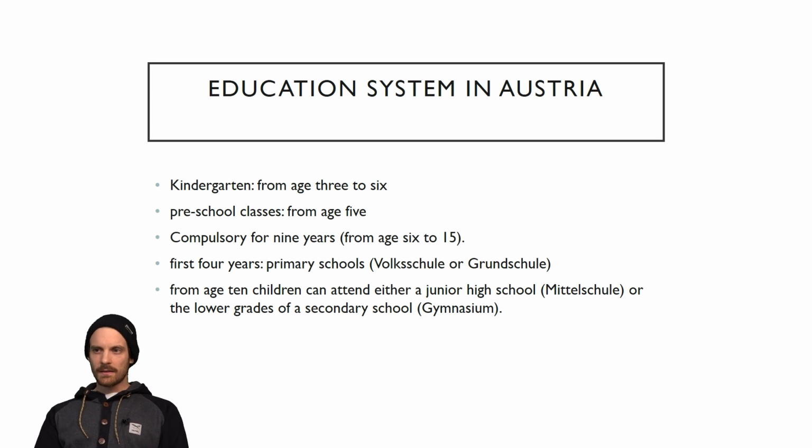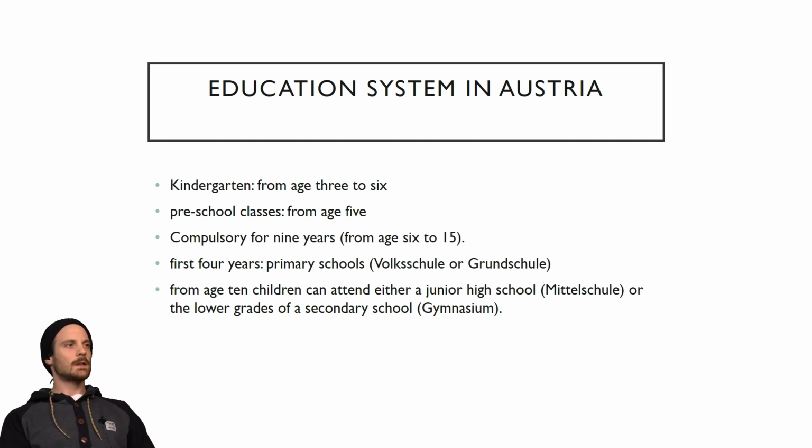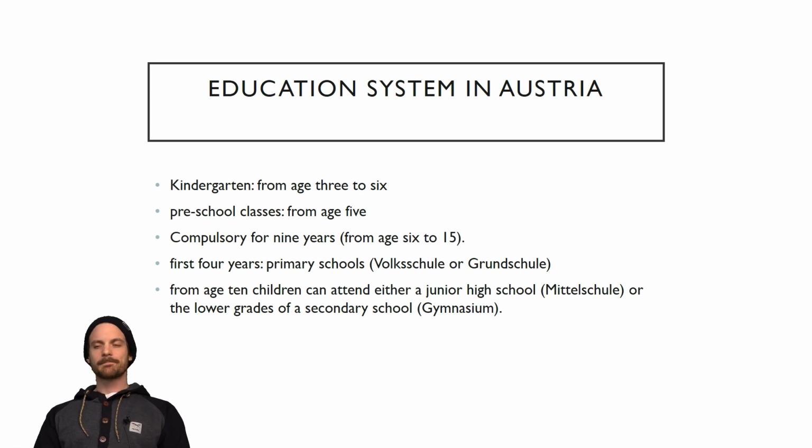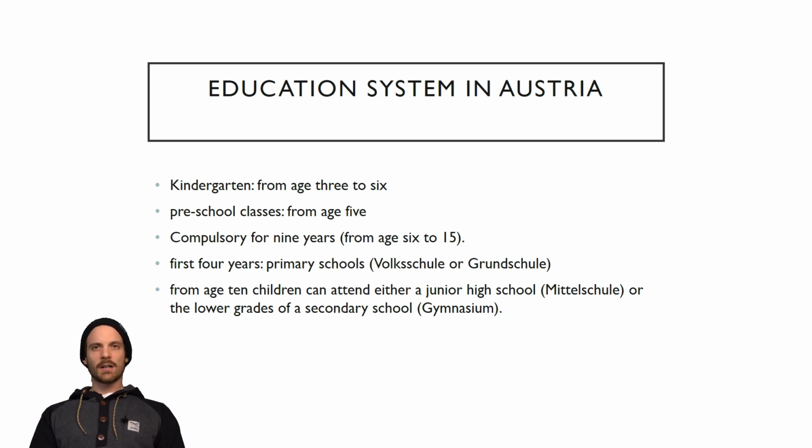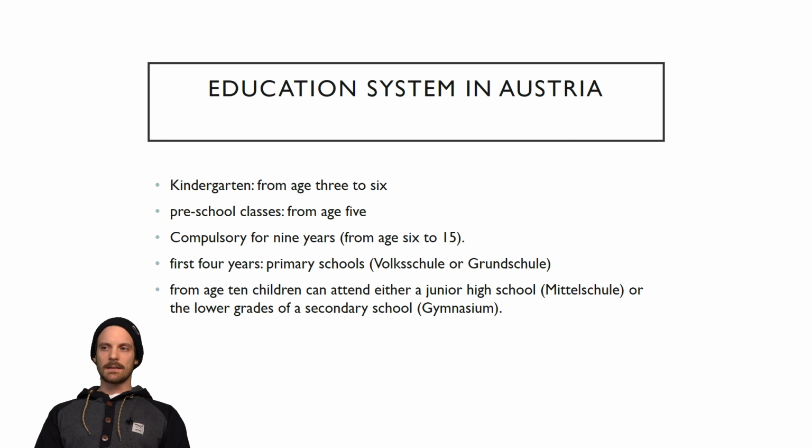But after they graduated from a primary school, they can choose to either attend a junior high school or a secondary school, also called grammar school. The junior high school is now called Mittelschule or Neue Mittelschule, I guess.